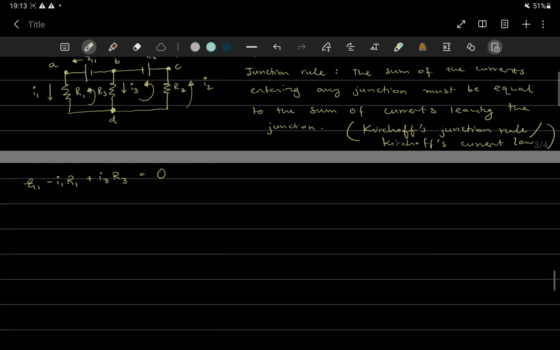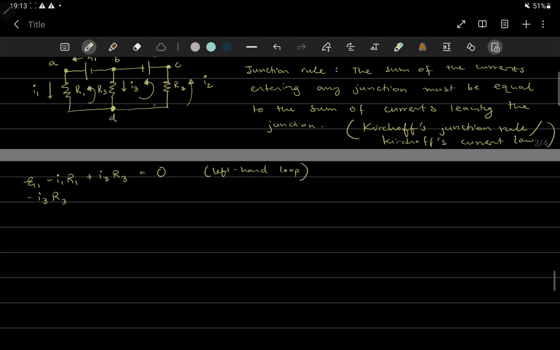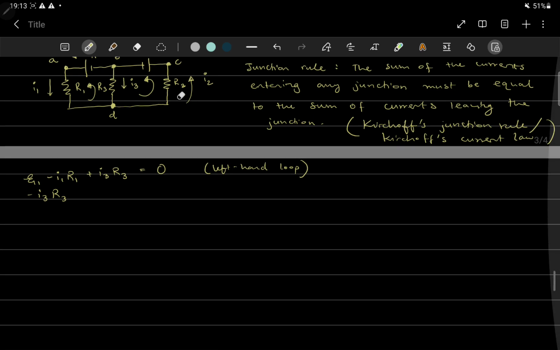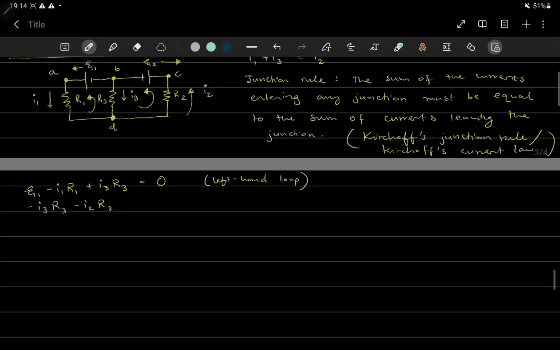Now similarly for the right hand loop, if we traverse it in a counterclockwise direction from point B, I will first encounter R3 over here, which is in the direction of the current. So I will first get minus I3 R3, right? And then I will encounter this resistor over here, which is R2. Since it is also in the direction of the current, I will get minus I2 R2, and then finally I will get zeta 2, but it will be in the opposite direction. So instead of a plus, I will get minus zeta 2, and this will equal 0.